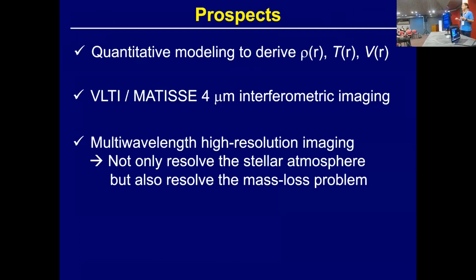So the conclusion is, with multi-wavelength high-resolution imaging, we can not only resolve the stellar atmosphere and take nice images, but also our goal is to resolve the mass loss mechanism in AGB stars. Okay, I stop here and thank you for your attention.